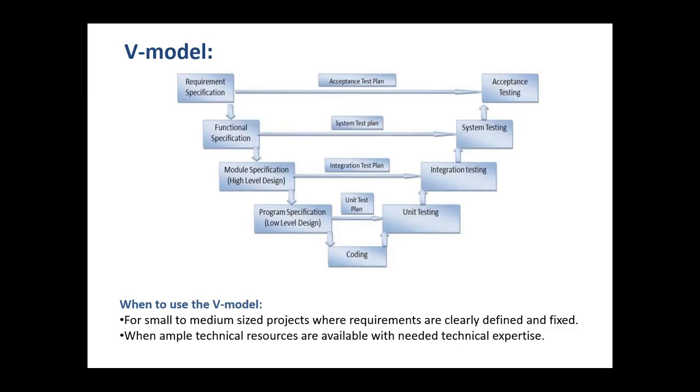Next comes the V model. In contrast to the waterfall model, in the V model every development phase has a respective testing phase, where the development and testing take place in parallel. This kind of model is chosen in medium-sized projects. For this type of model, you need to have a lot of technical resources. The major thing about this model is that there is a test plan for every development phase. So here you can see.